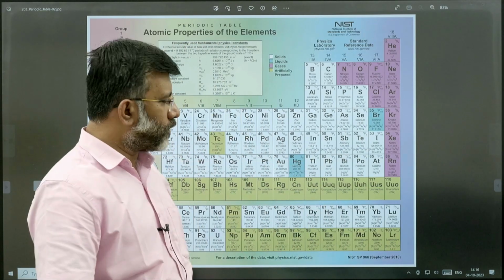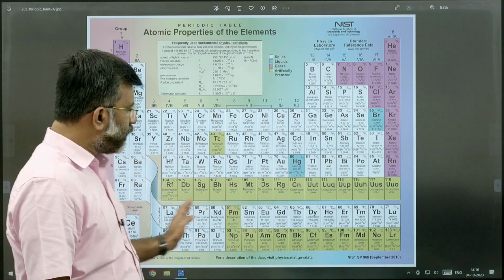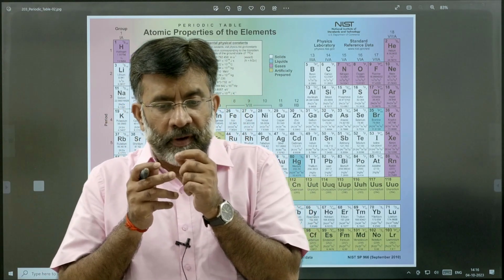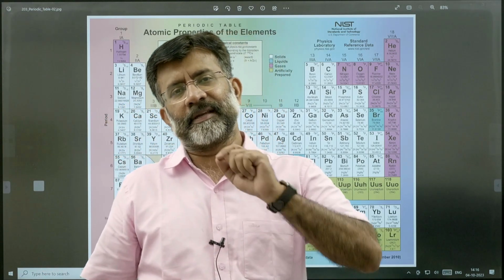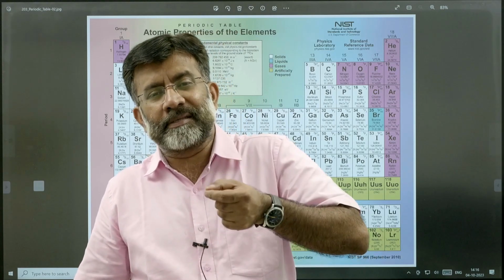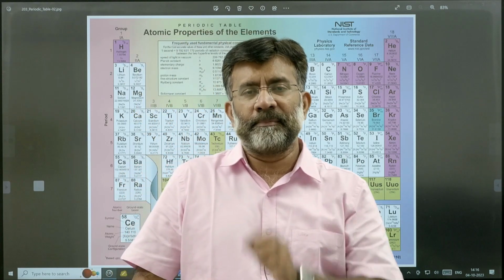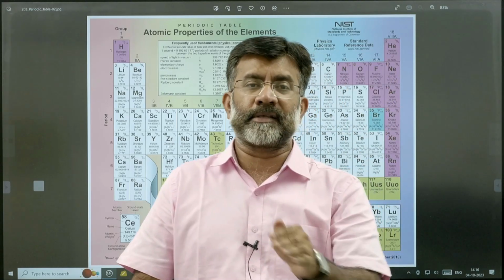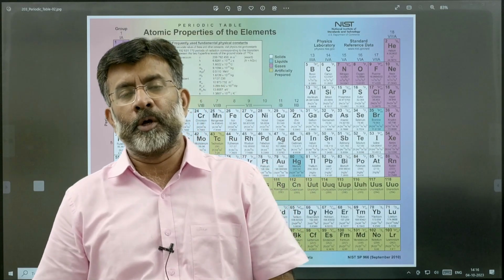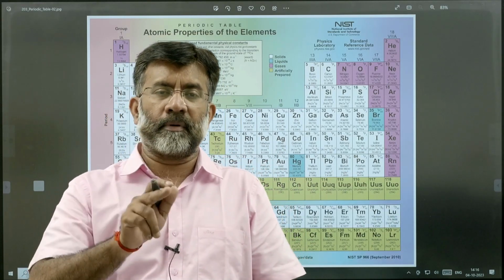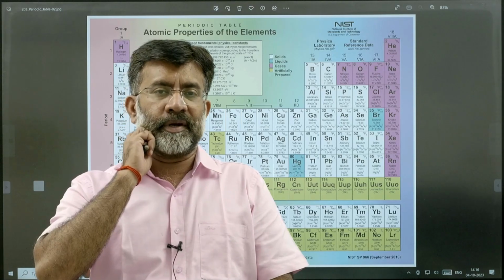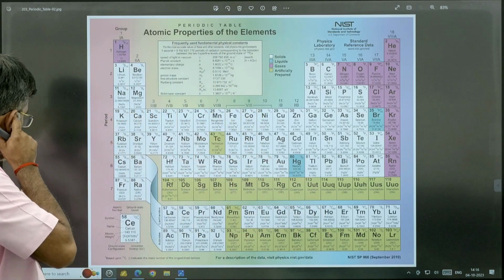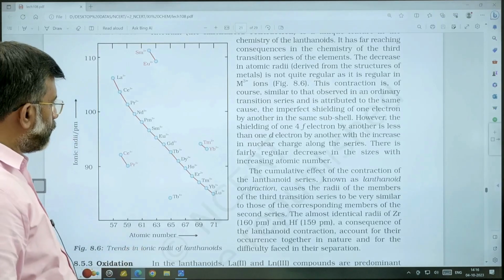Another consequence of lanthanoid contraction: as you proceed from cerium to lutetium, what is the nature of hydroxides? You can see the basic strength decreases. The basic strength of lanthanoid hydroxides decreases as you move from cerium to lutetium. That is another important consequence of lanthanoid contraction. These two consequences have already appeared in old exams. You must go through that.